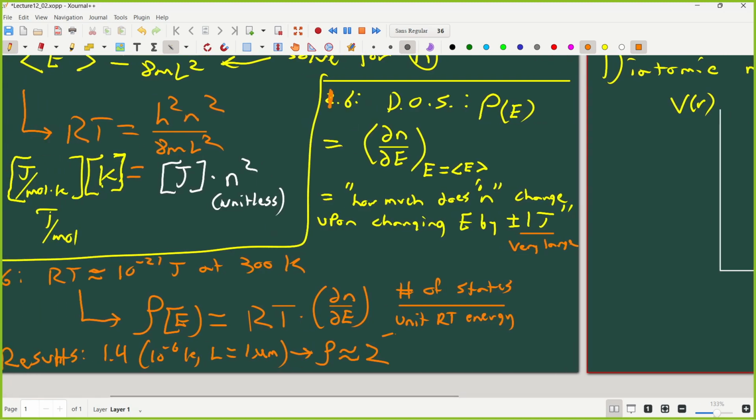And then in 1.5, I'm just going to write it here, which was 300 Kelvin in a 1 meter box, rho is 3 times 10 to the 10. All right, so what does that mean? It means that in a macroscopic box, if I move my energy probe through the range of the most probable energy values for my gas, there's roughly 30 billion states to choose from. 30 billion different speeds, 30 billion different momenta, 30 billion different energies, however you want to think about it.